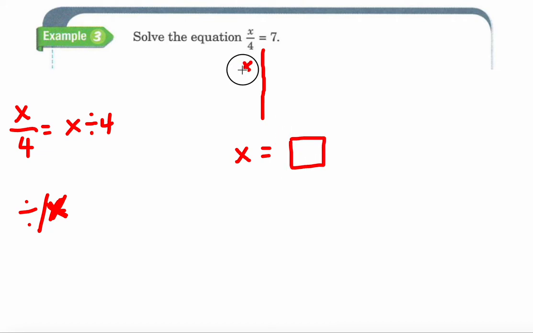I'm actually going to rewrite this, x over 4 equals 7, because I want some space over here. So my inverse operation is to multiply by 4.